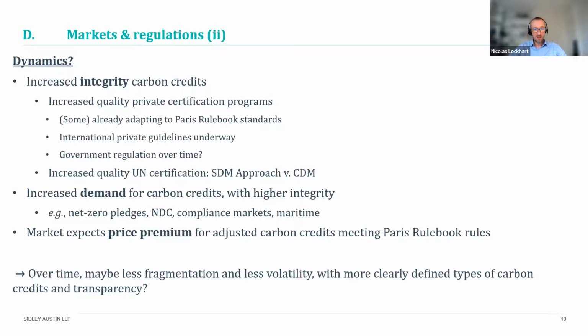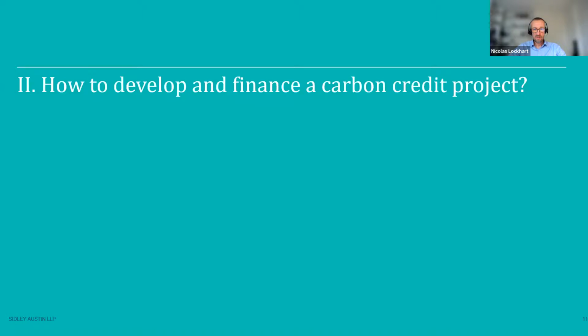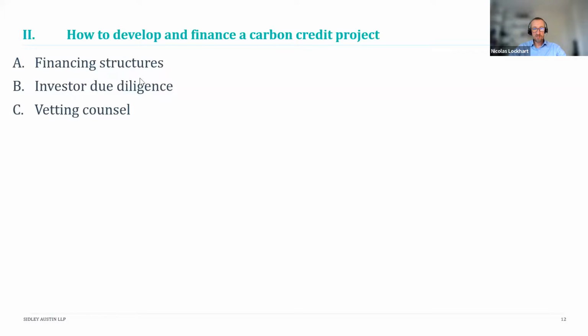I think a third thing that we can expect to see is that there will be a price premium for the higher quality credits, and in particular for credits that meet the new international rules that were agreed in Glasgow, which implement aspects of the Paris Agreement. So over time, probably less fragmentation, less volatility, more demand, and more integrity. So now we hand over to Jason, who's going to get more into the nuts and bolts of developing and financing a project. Thank you.